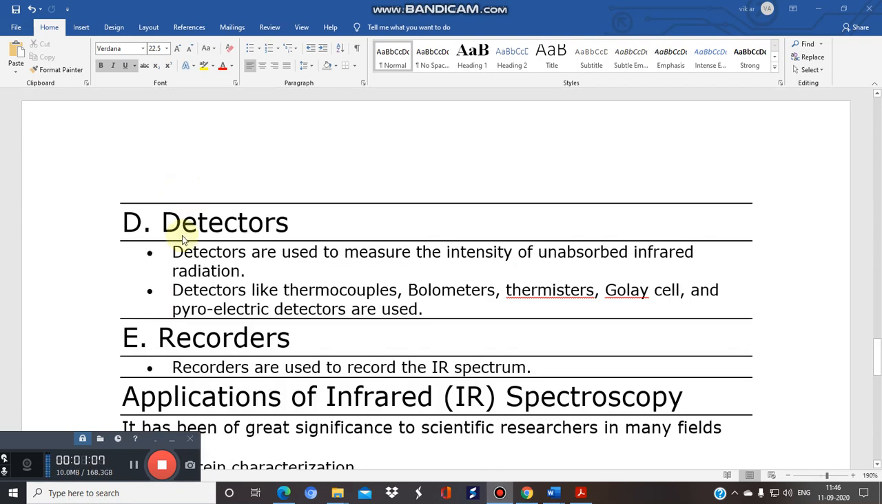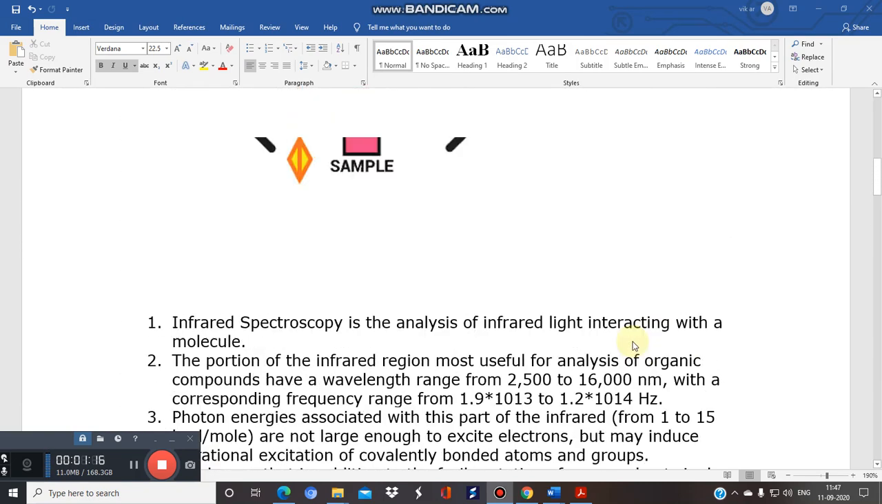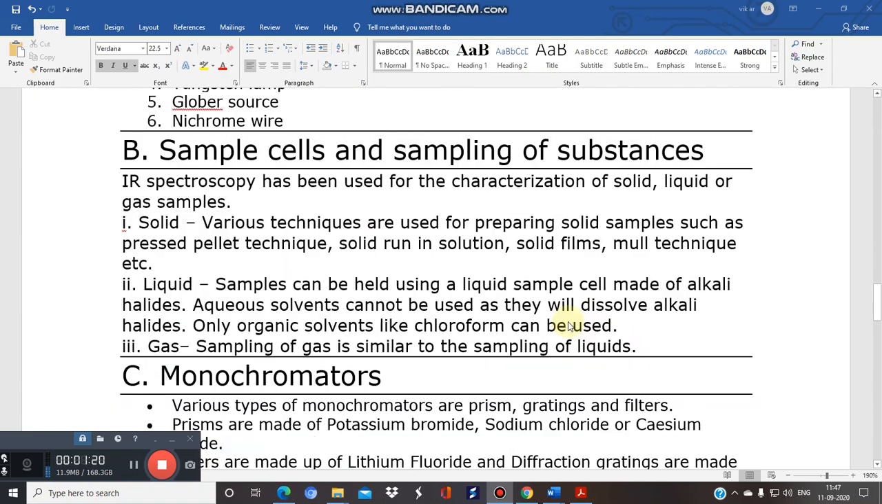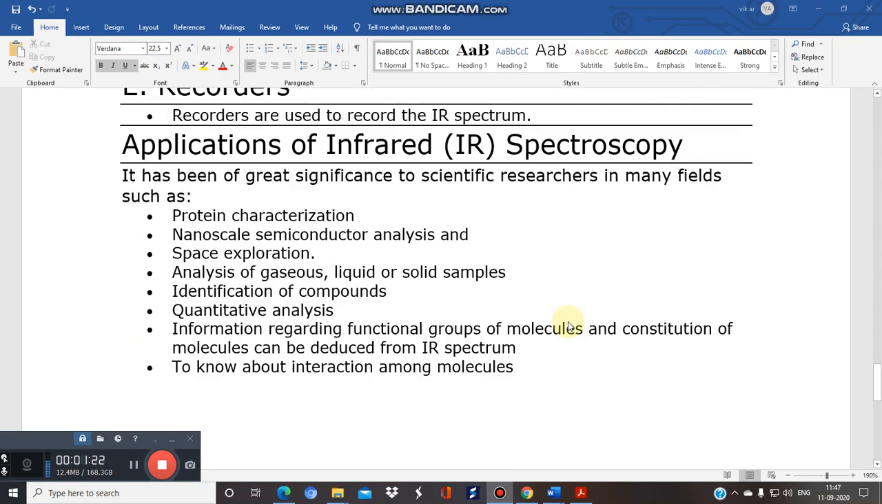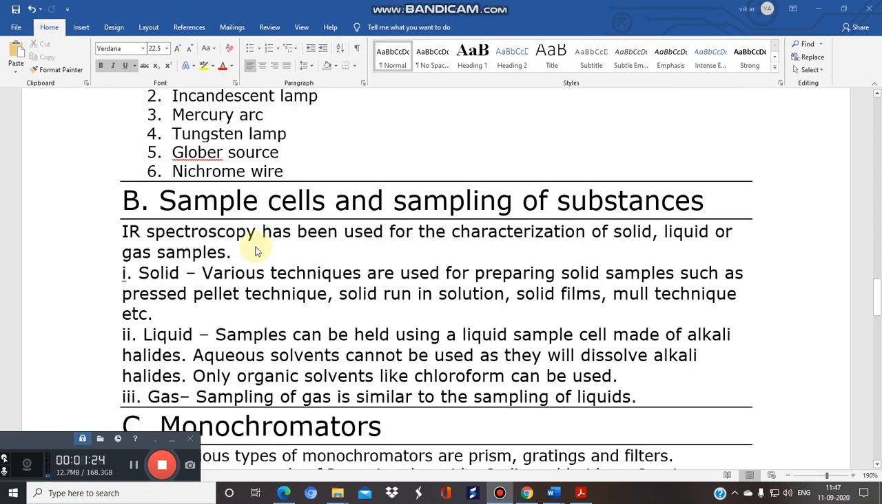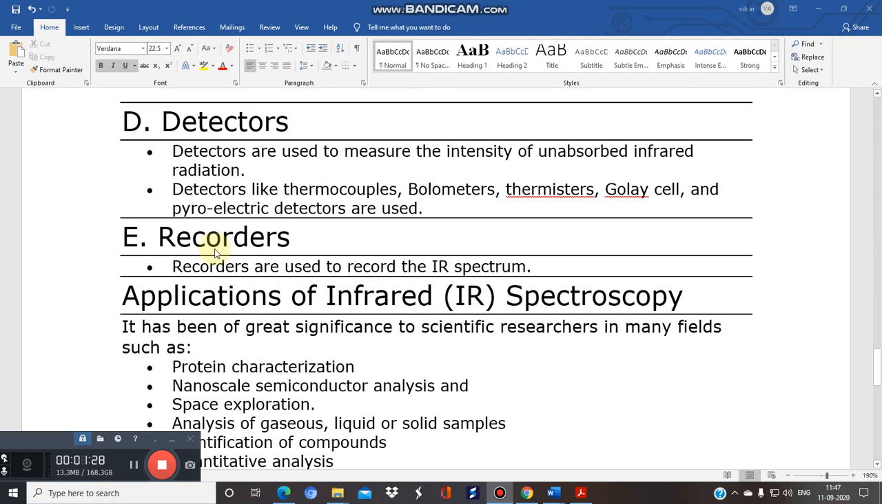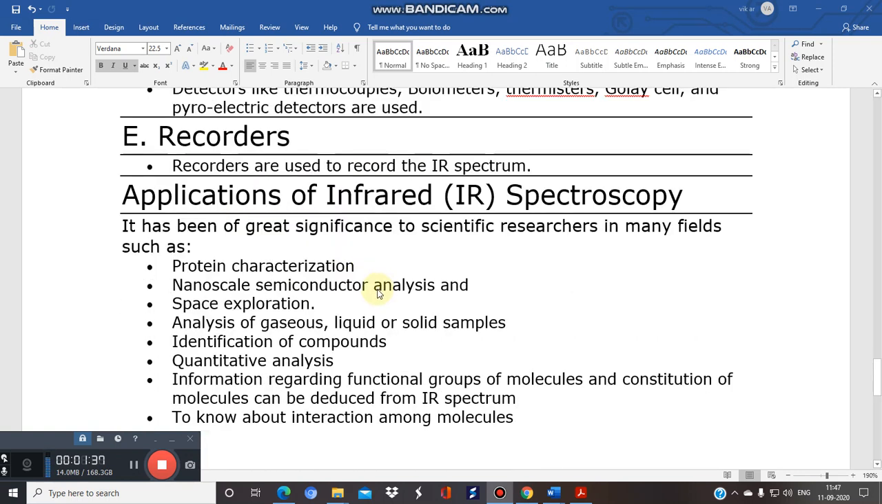And the next one is the detector. There are different types of detectors used like thermocouple, bolometer, Golay detector and pyroelectric detectors. So here again, this is the detector part. These are the very commonly used detectors. Look at this detector part. Here it is, the Golay detector, you can say bolometer, then pyroelectric detectors are used. Then we have a recorder to record the IR spectrum.